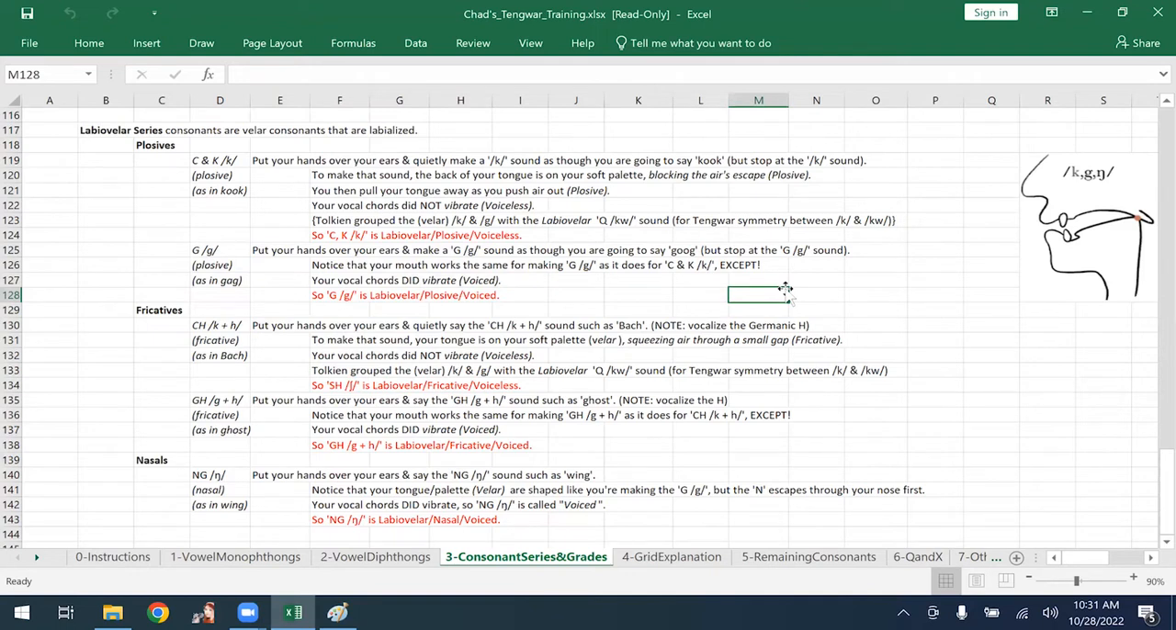It doesn't matter. So, cook, cook, cook. Gag, gag, gag. And again, you can tell the difference is vocal cords. That's row 1 and 2.